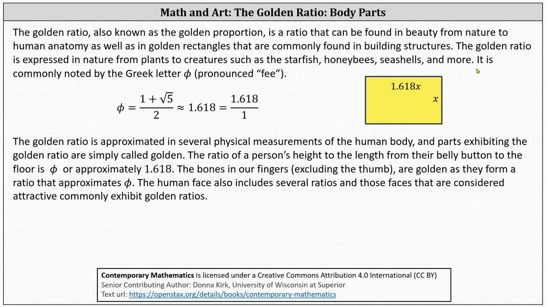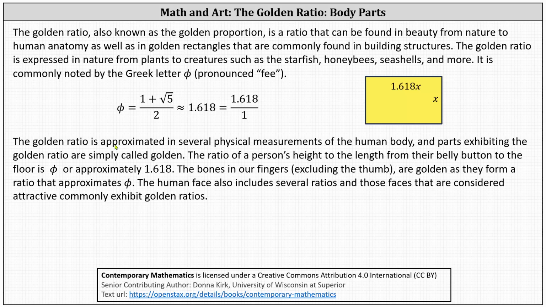The golden ratio is commonly noted by the Greek letter phi. Phi is equal to the sum of 1 and the square root of 5, divided by 2, which is approximately 1.618, or as a ratio, 1.618 to 1. On the right, we have a picture of a golden rectangle. Regardless of the value of x, the ratio of the length to the width is equal to 1.618, which is approximately the golden ratio. This is supposed to be the most visually pleasing rectangle.